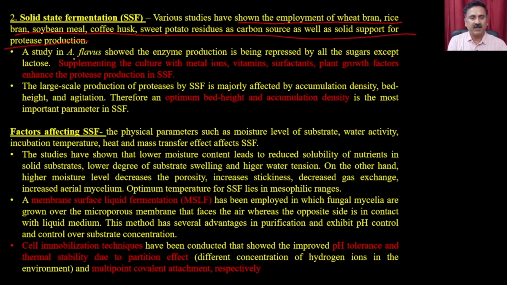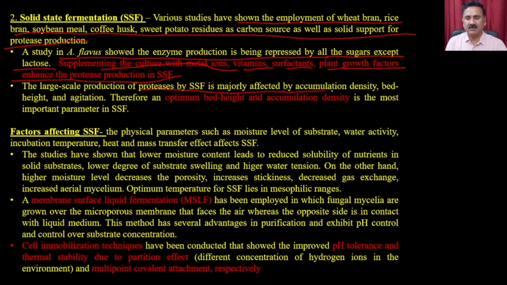A study in Aspergillus flavus showed that the enzyme is being repressed by all the sugars except lactose. So supplementing the culture with metal ions, vitamins, surfactants, plant growth factors enhances protease production in solid state fermentation. Large scale production of protease by solid state fermentation is majorly affected by the accumulation density, bed height, and agitation. Therefore, an optimal bed height is the most important parameter in solid state fermentation.